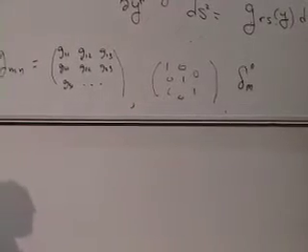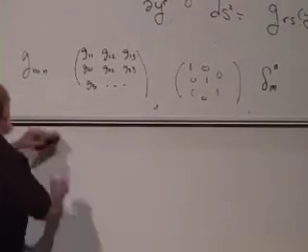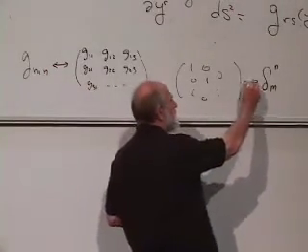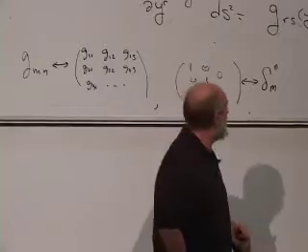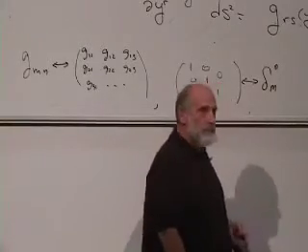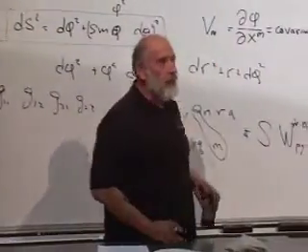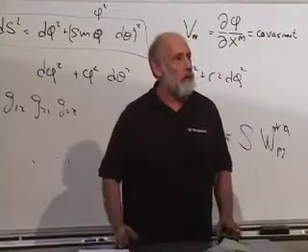Should the m and n and the delta both be lower? No. The Kronecker delta in relativity theory always has one index upper and one index lower.